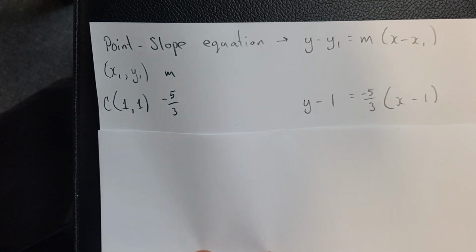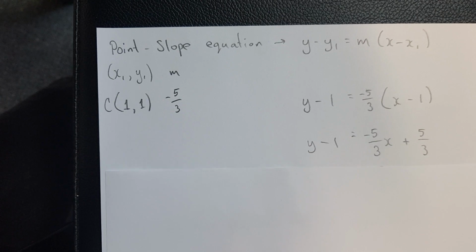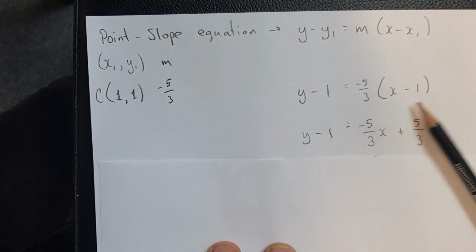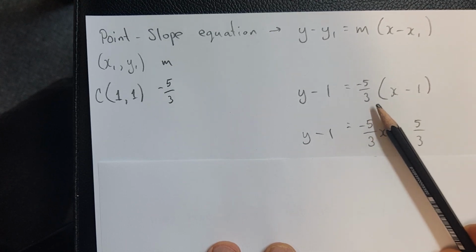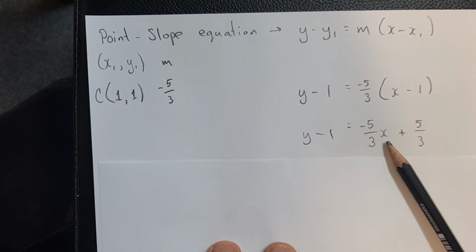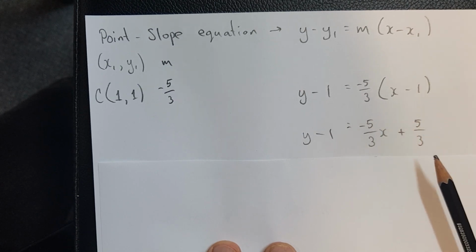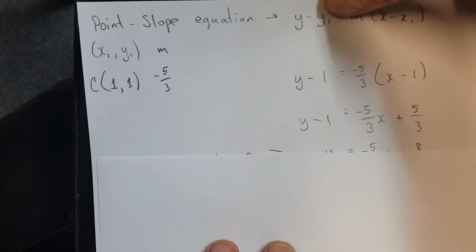Now what we're going to do is simplify that equation. First step is get rid of the brackets. Brackets mean to multiply. Negative 5/3 times x is negative 5/3 x. Negative 5/3 times negative 1 gives us positive 5/3.